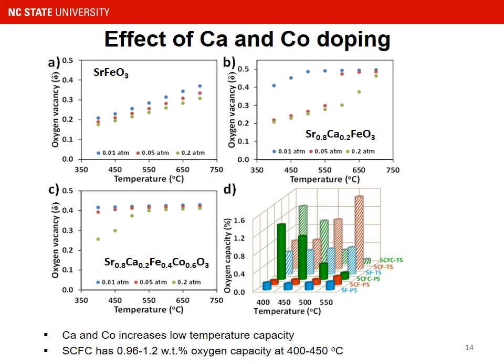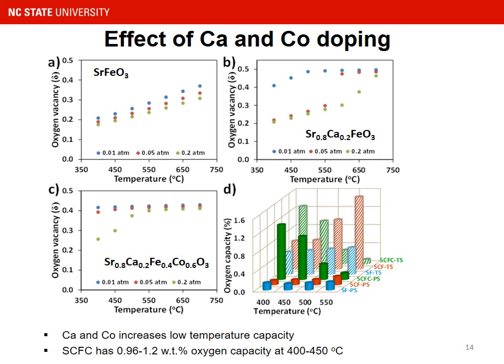Next, we will examine the oxygen vacancy under different operating conditions by varying the temperature and the oxygen partial pressure. Generally, the trend is that by increasing the temperature, more oxygen vacancy will be created because at high temperature, more oxygen will be released from the sorbent. Oxygen vacancy can also be created by reducing the oxygen partial pressure.